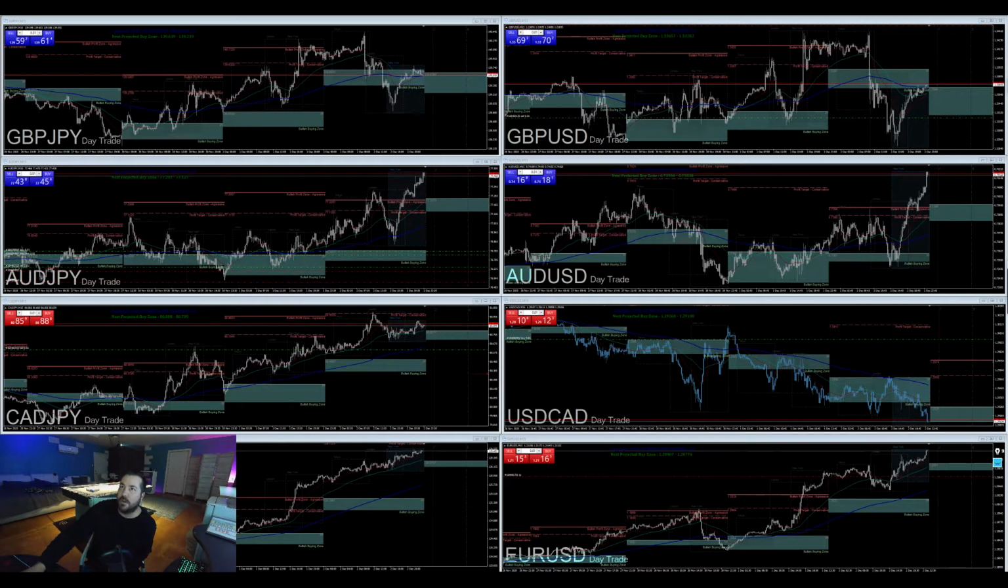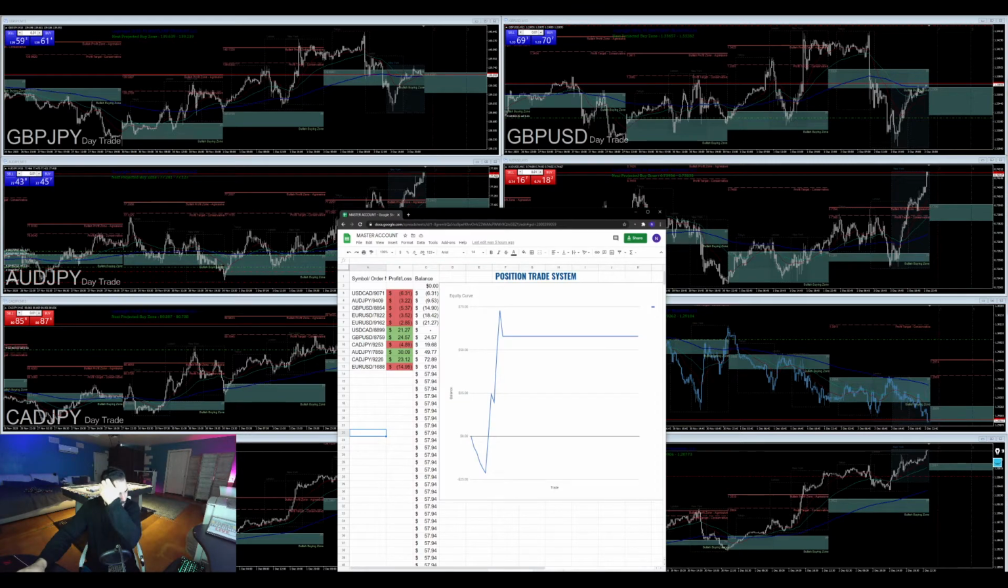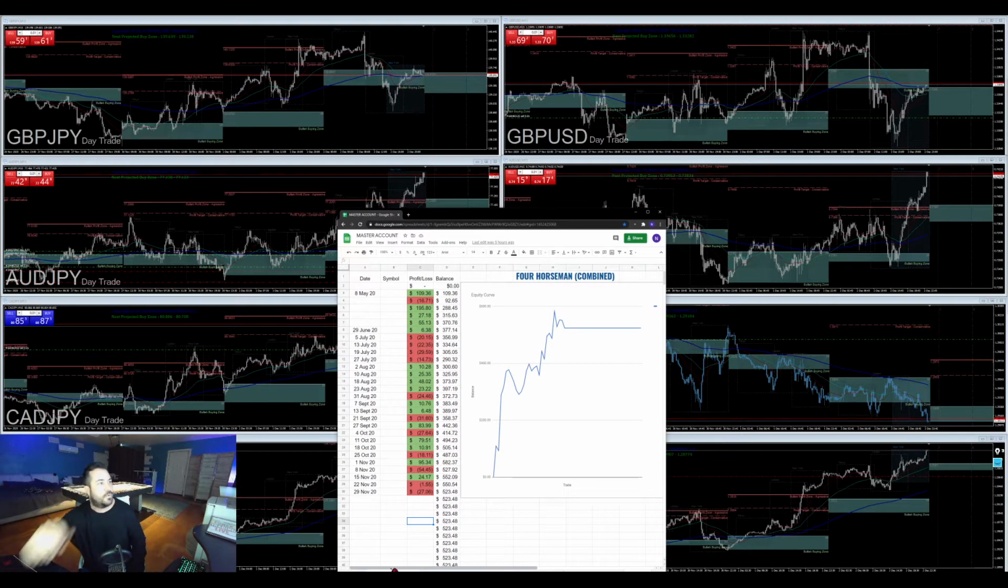So first thing I want to do is get our stats up to date right now. Let's go ahead and start off with the Four Horsemen. These are the stats on the Four Horsemen. We had a couple of weeks of drawdown in here as of late.